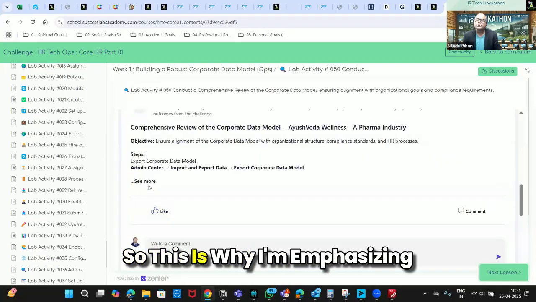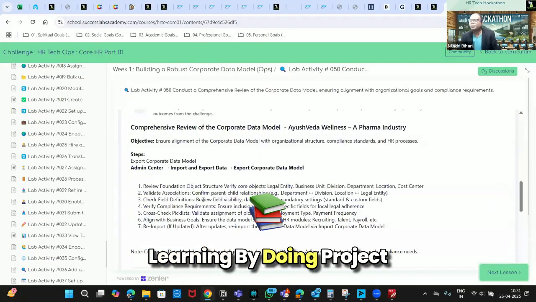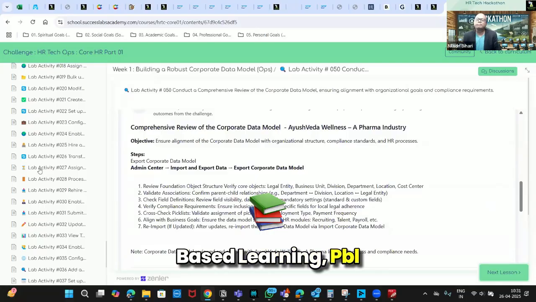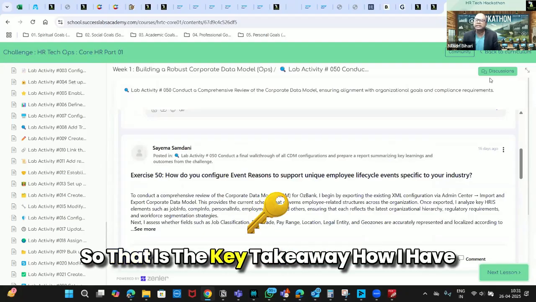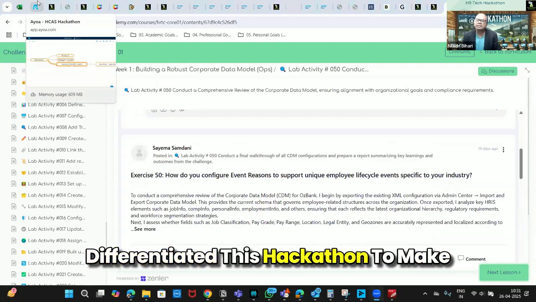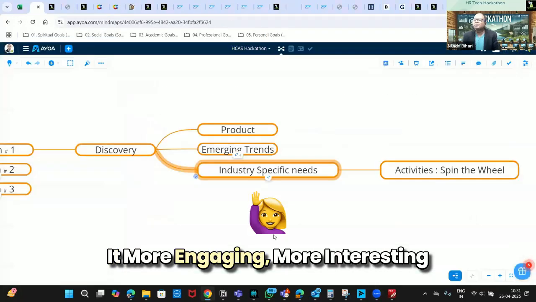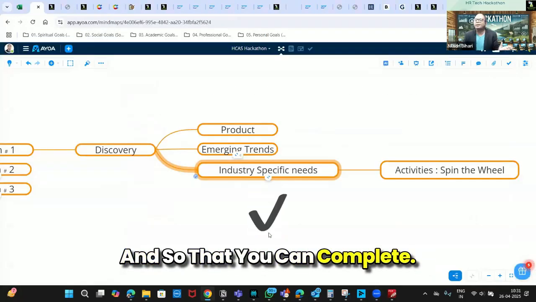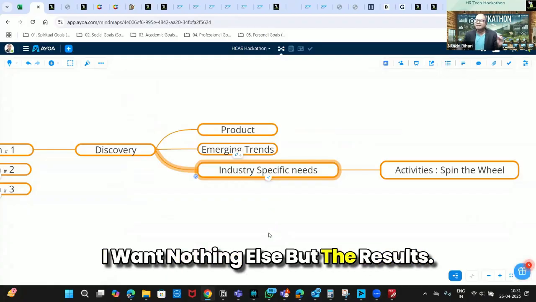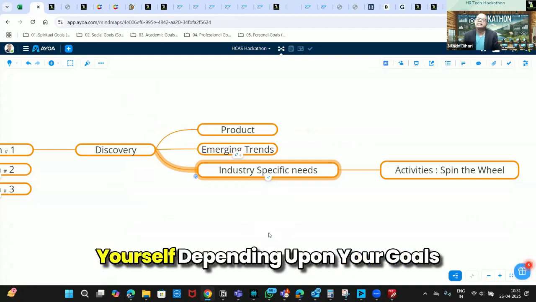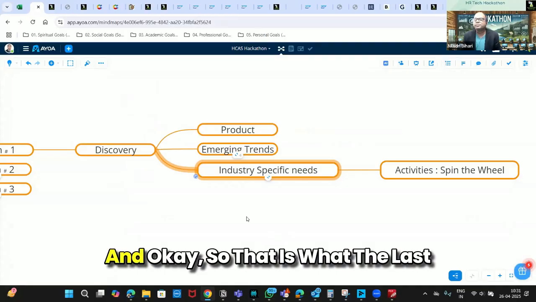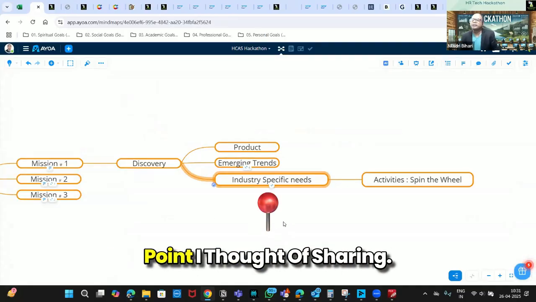This is why I'm emphasizing learning by doing, project-based learning, PBL, and it will be challenge oriented. That is the key takeaway, how I have differentiated this hackathon to make it more engaging and more interesting, so that you can complete it. I want nothing else but the results, whether you are searching for a job or planning to upskill yourself, depending upon your goals. That is the last point I thought of sharing.